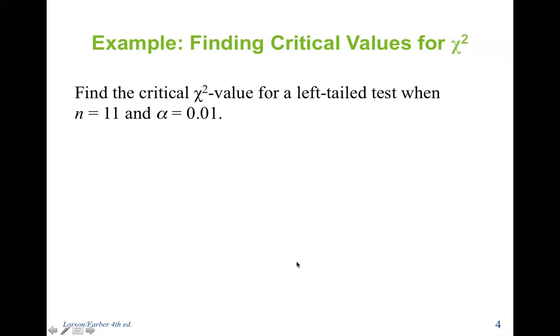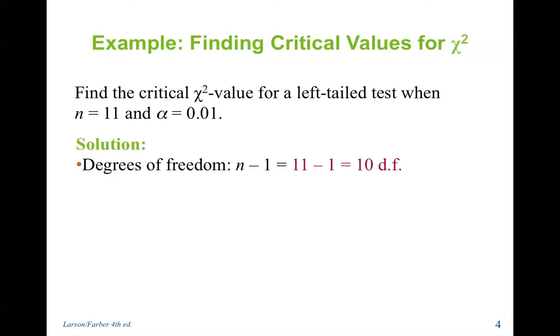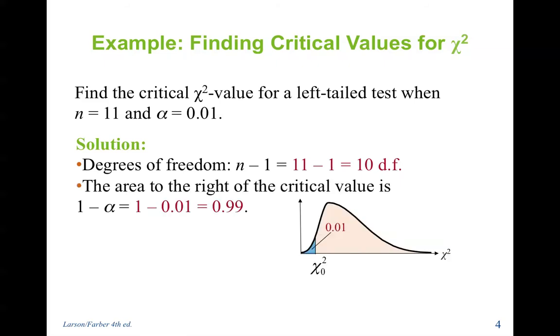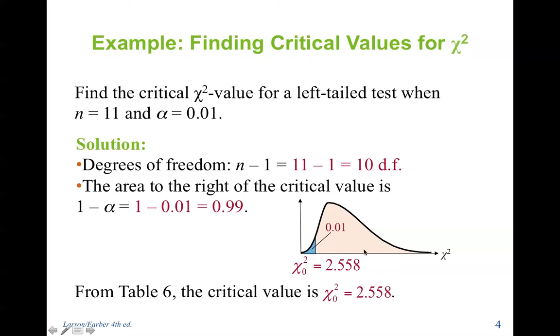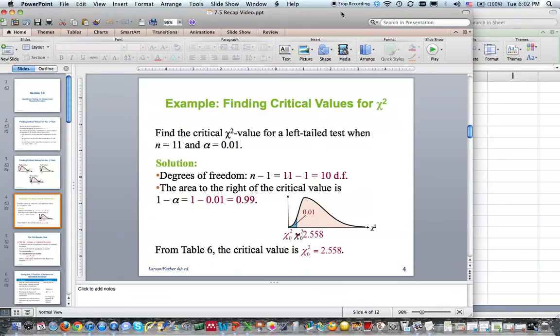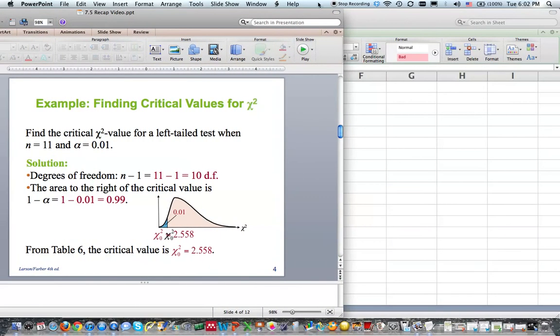Find the critical value chi-squared for a left-tailed test when n equals 11 and alpha equals 0.01. First, degrees of freedom. 11 minus 1 is 10. Second, degrees of freedom equals n minus 1, 11 minus 1, which equals 10. And the area to the right of the critical value is 1 minus 0.01, which is 0.99. So alpha in this case is 0.01. And so from Table 6, we can see the critical value is this, or we can go use Excel.